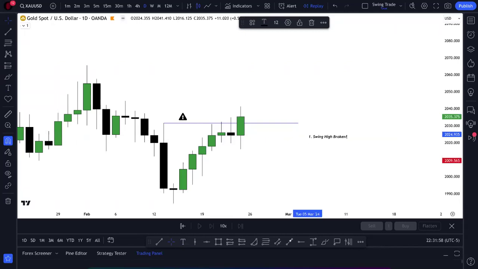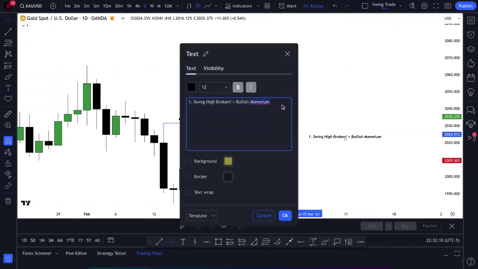Swing high broken. That equals what? Bullish momentum. Definitely didn't spell that right. Step 2, a higher swing low needs to form to confirm higher trend.